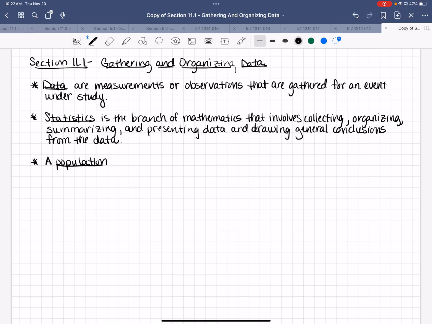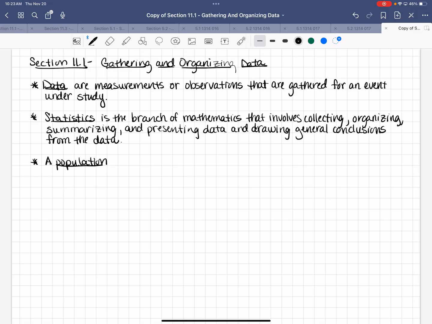Okay, so the first one we have, data are measurements or observations that are gathered for an event under study. Guys, you're going to see they may give surveys out to certain things. Like when you did the course survey, they're collecting data. That's what they're doing. Same with the wellness grant. Yes. Okay.